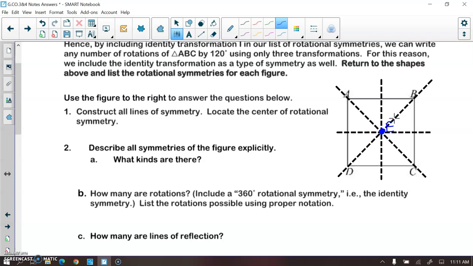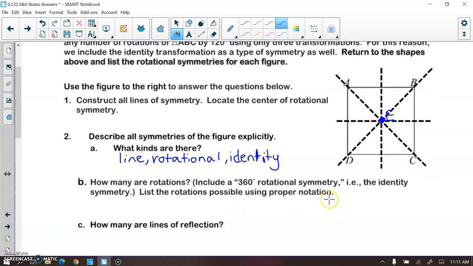Now it says to describe all symmetries in this figure. What kinds are there? Well, there's line symmetry, there's rotational symmetry, and there's also identity symmetry, which, remember, identity symmetry just means that you are rotating this 360 degrees and it gets back to the same exact place that it originally was. So how many rotations, including the 360 degree rotational symmetry called the identity symmetry, are there?